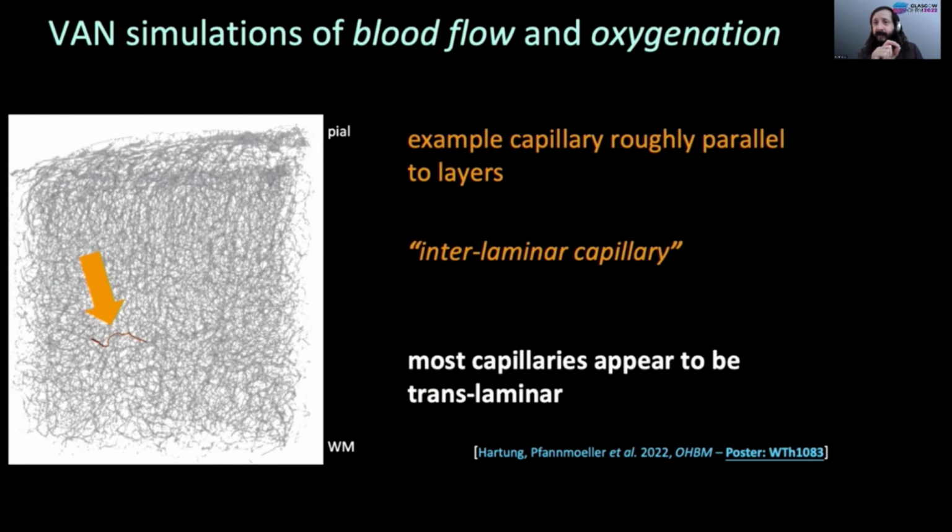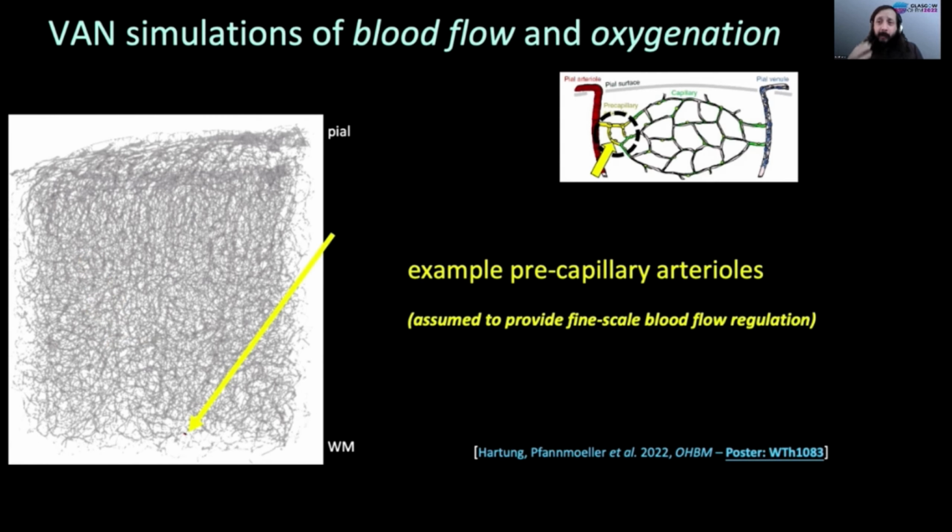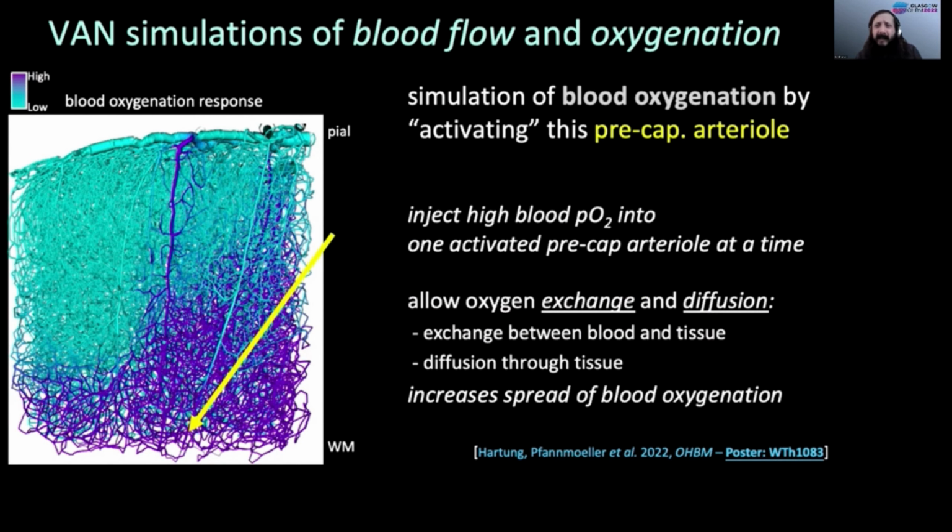So here's another example of a capillary, this time one that is roughly parallel to the cortical layers. We might call this an interlaminar capillary. However, it seems possible that most of the capillaries are translaminar. So here is one example of a pre-capillary arteriole. In our simulations, we activate one arteriole at a time and simulate the resulting blood flow and oxygenation changes occurring in the downstream capillaries. And here's the corresponding simulated BOLD response from simulating this one arterial dilation.